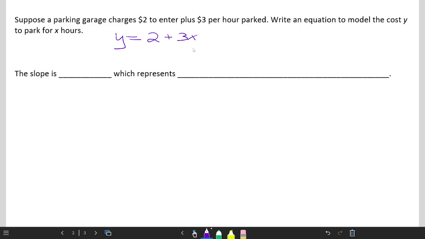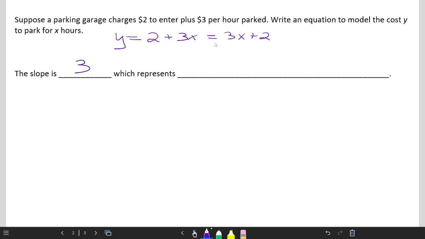Now this almost looks like slope-intercept form, right? If we switch the order of the terms, now it looks like y equals mx plus b. And so the slope is m, the number in front of x. So the slope here is 3. So what does that represent?